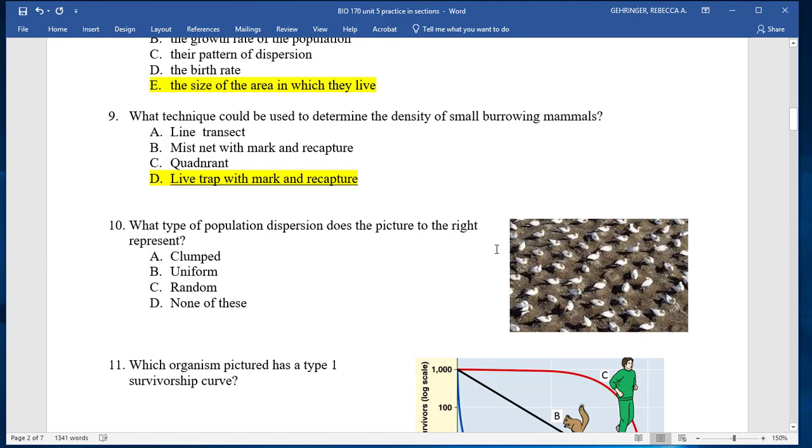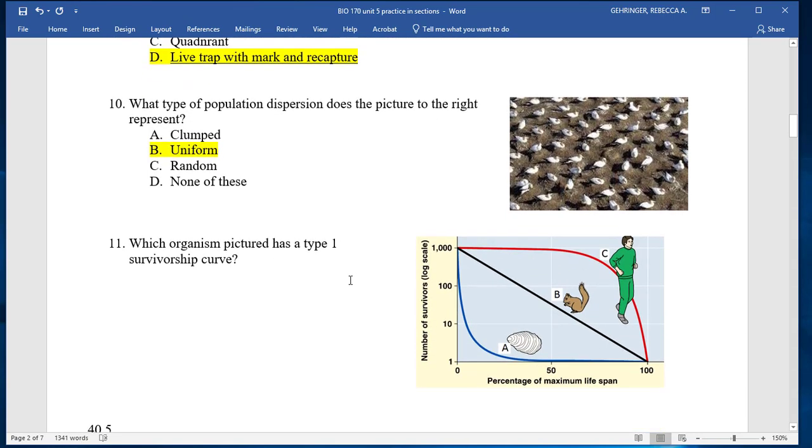The picture to the right, what kind of population dispersion do we see? I would call that uniform. They're pretty evenly spaced there. In the picture here, which organism has a type 1 survivorship curve? Well, we start at the top, we go 1, 2, 3 to the bottom. So C, the human, has a type 1 curve.